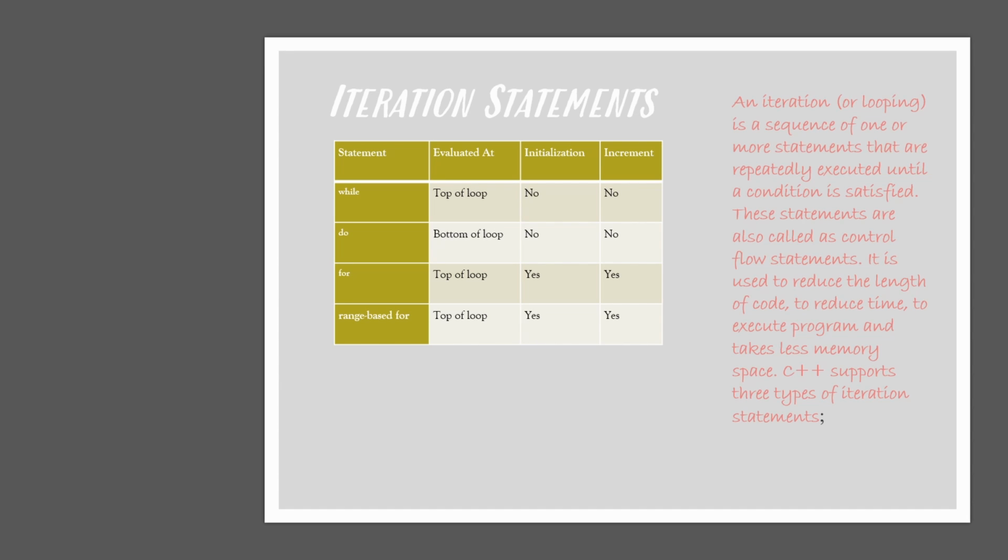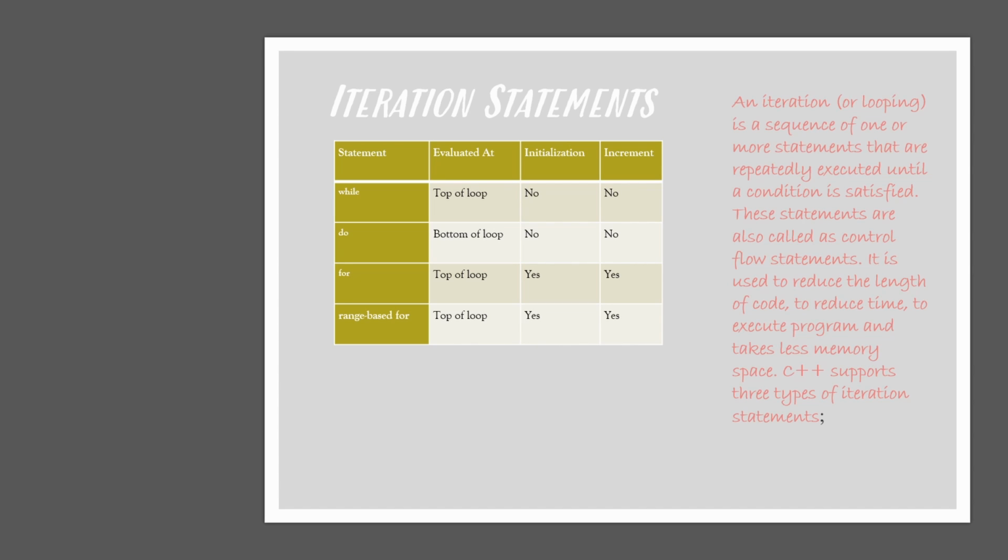These statements are also called control flow statements because they control the flow of the execution of the statements. It is used to reduce the length of code, to reduce the time to execute a program, and to take less memory space. Iteration statements are nothing but statements that repeat a block of code repeatedly until the condition is satisfied.